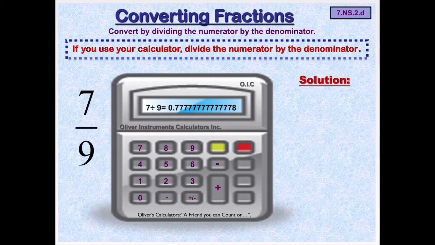Hey everybody, today's lesson is going to cover converting fractions. Now there's going to be two things that can happen when you convert fractions. They can either terminate, which means you get a remainder of 0, or they'll repeat, where you get the same number over and over and over again.